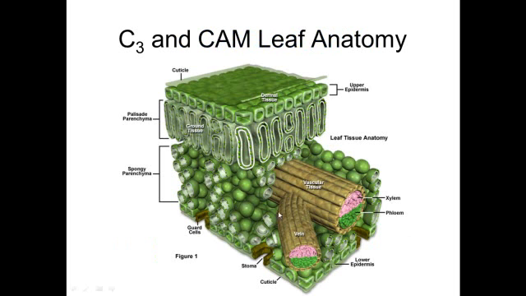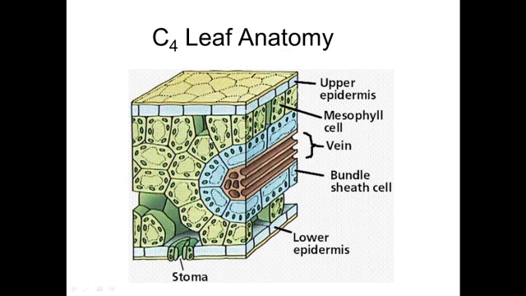This is a C3 plant anatomy. It's got the various cells. These are called palisade mesophyll cells. These are spongy mesophyll cells, both of which have lots of chloroplasts in them. This is where photosynthesis is occurring. If you look at the C4 anatomy, it's a very different type of anatomy. You've got your mesophyll cells here, your bundle sheath cells here, and here's your vein. So it's kind of more of a radial type pattern.